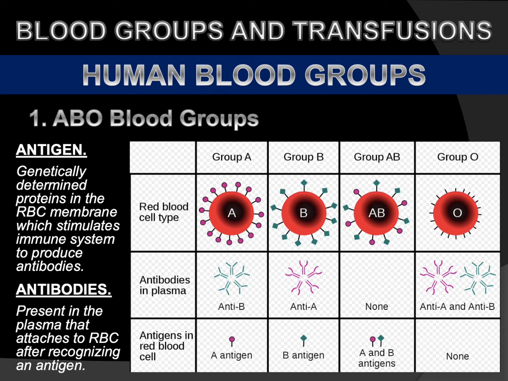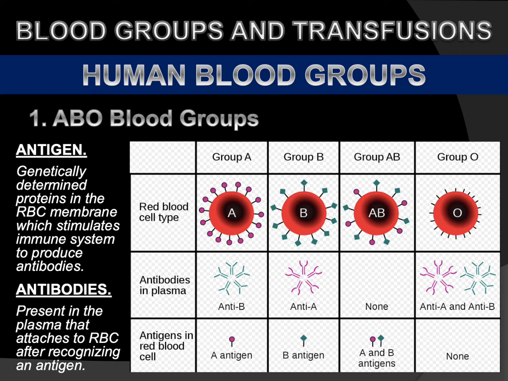Now, what are antigens and antibodies? Antigens are genetically determined proteins in the RBC membrane, and they stimulate the immune system to produce antibodies. Antibodies, on the other hand, are present in the plasma and attach to RBCs after recognizing an antigen. Antibodies are immunoglobulins, which identify and neutralize foreign objects such as pathogenic bacteria and fungi. So pag may infection, yung antibody, it recognizes the unique molecule of the pathogen, which is the antigen of that pathogen. And foreign objects would also include a blood type that is different from your own, depending on the antigen you have and the antibody you produce.